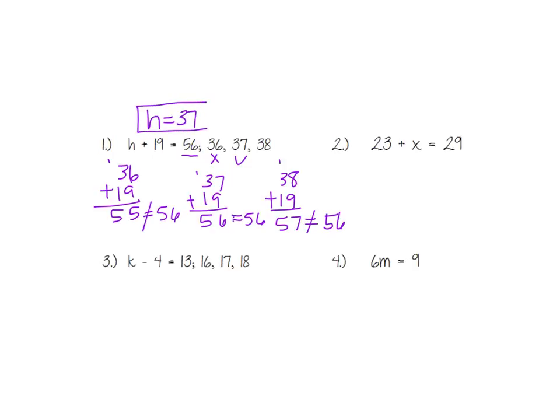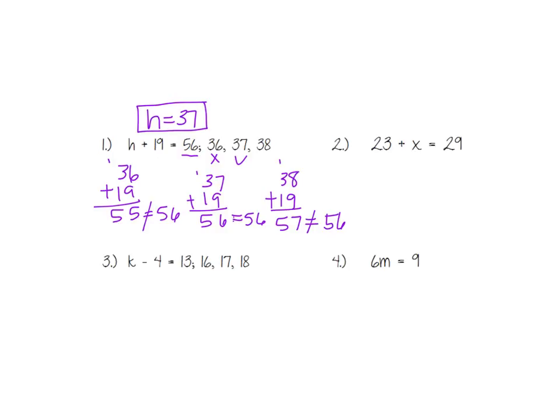You can't just put 37. You have to tell what 37 is. You do need to put that variable h there, because 37 is not the answer to the problem. The equation's 56. We need to know what this piece is. H is 37.